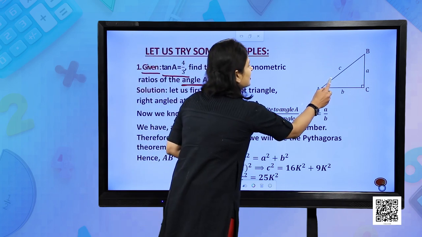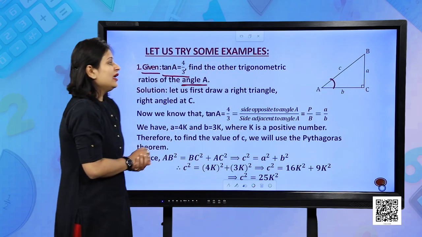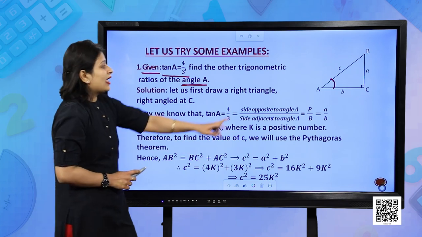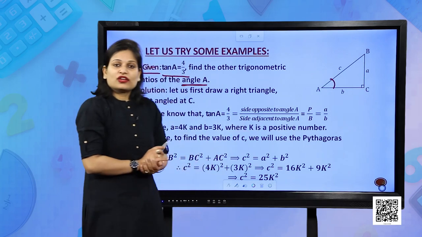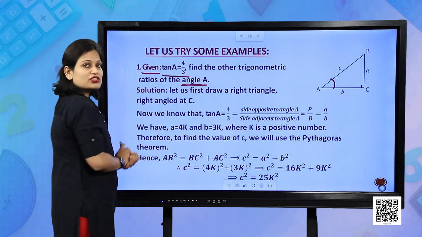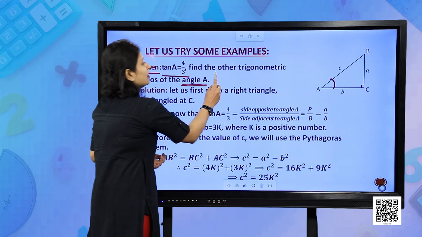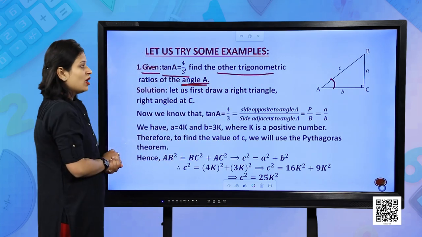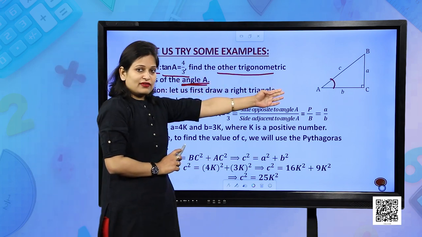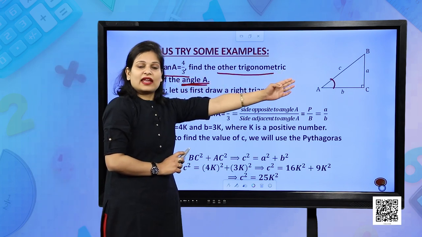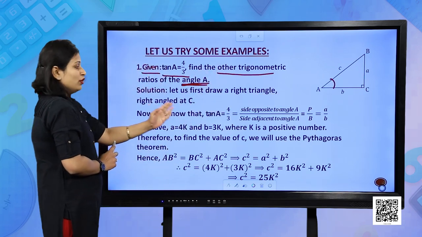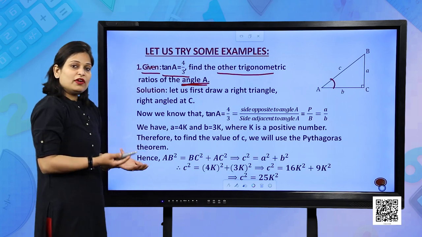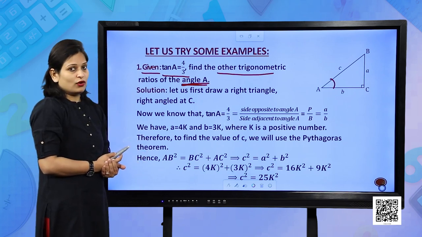See, consider a right angle triangle ABC. Angle C is of 90 degrees and angle A and angle B are acute angles. In this question, we need to find the other trigonometric ratios with respect to angle A. So we have considered a right angle triangle ABC, which is right angled at C. Now we know that tan A is 4 by 3. Now what is 4 over here and what is 3 over here?